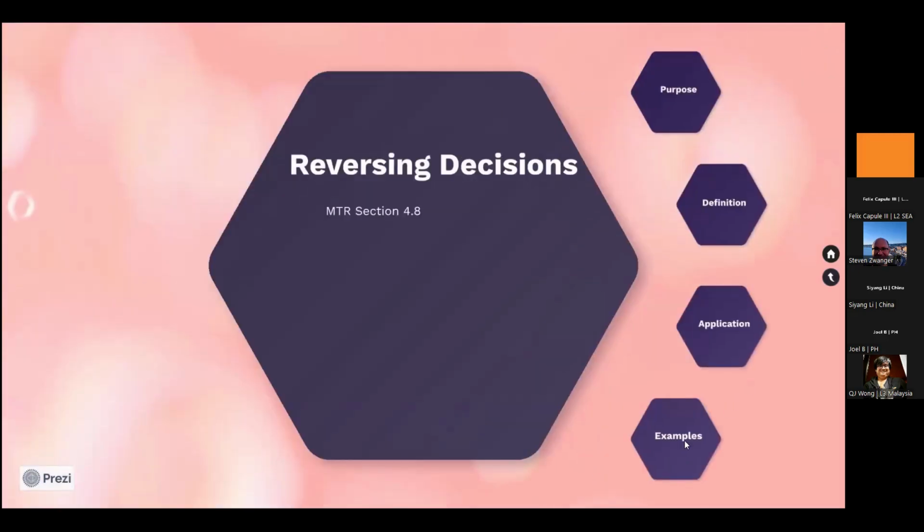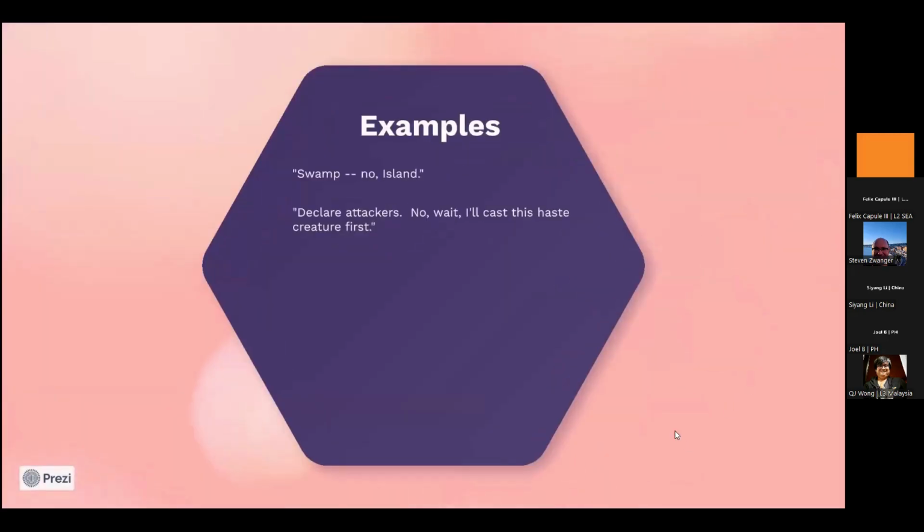Let's look at some examples. Classic example: a player wants to change the land that they played. It happens all the time. Generally, completely okay. Or a player says, "Declare attackers." No, wait, I want to cast this haste creature in my hand first before declaring attackers so that I can attack with this creature also. That's fine. Again, even if there's a pause, as long as they're not getting any new information, they can say, wait, before I declare attackers, I want to cast this haste creature.